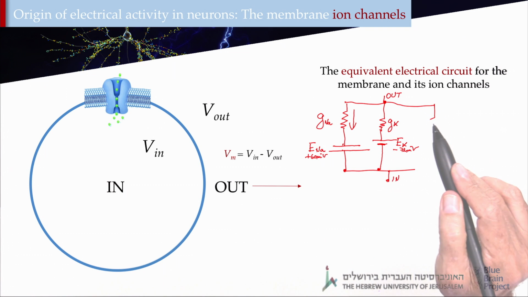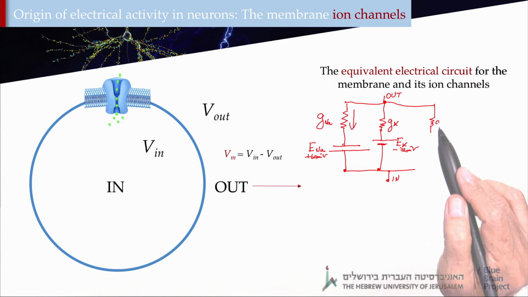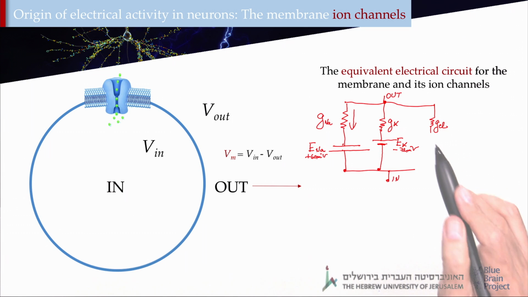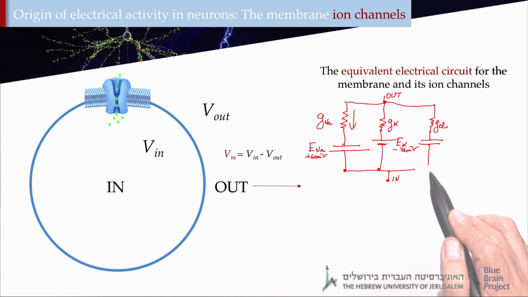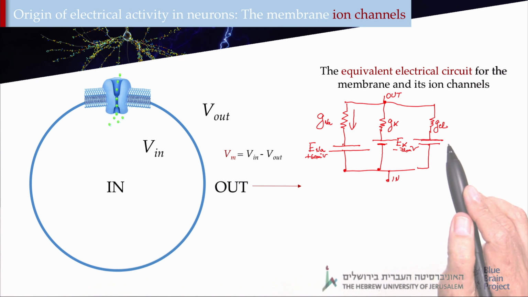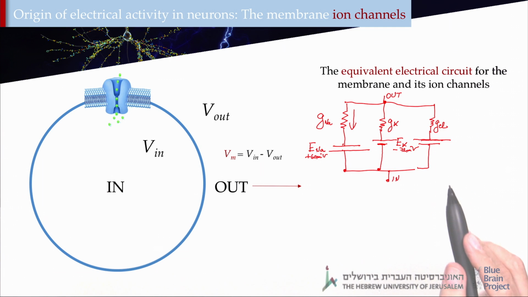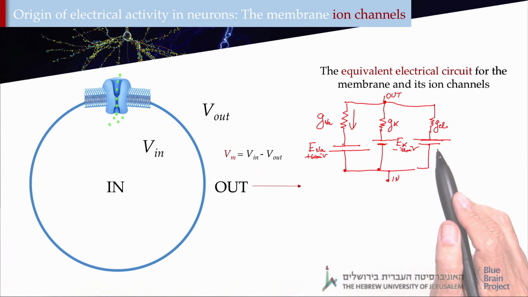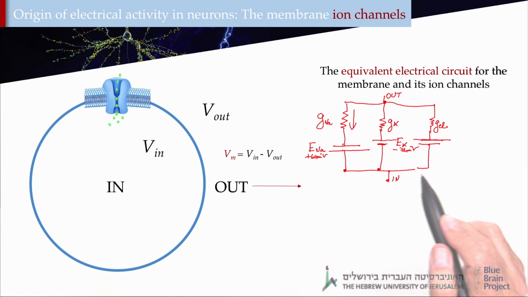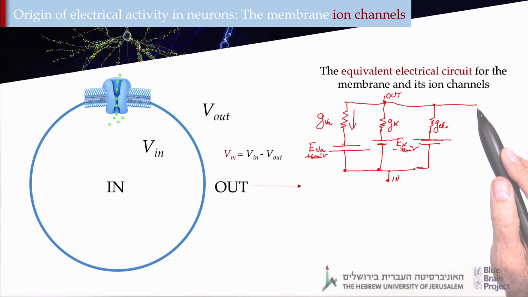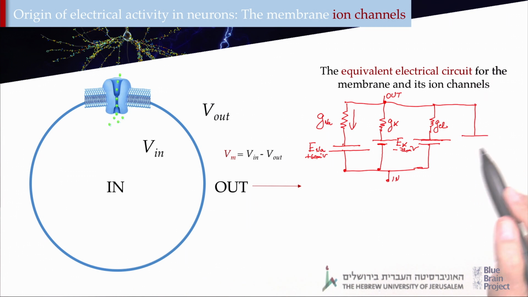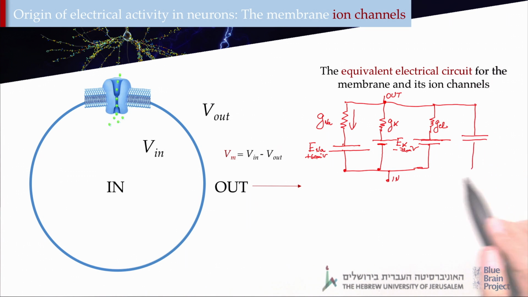And then there is the third one, which is the chloride conductance, G chloride, and there is also a battery, which has to be negative. Okay, so the negative side of the chloride battery is directed inside. And I also want to add something that we did not discuss at all, and this is the membrane capacitance.